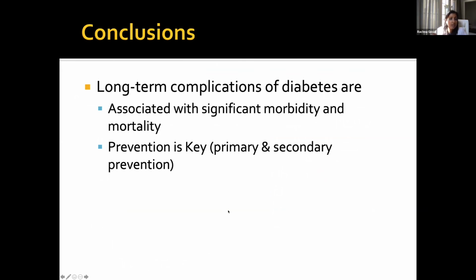So in conclusion, the long-term complications of diabetes are associated with significant morbidity and mortality. And so prevention is key, right? So you want to really talk to them about those risks.